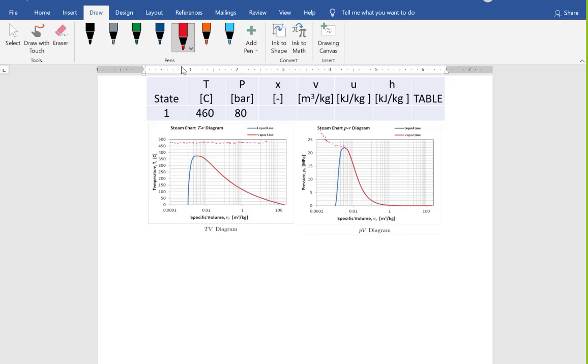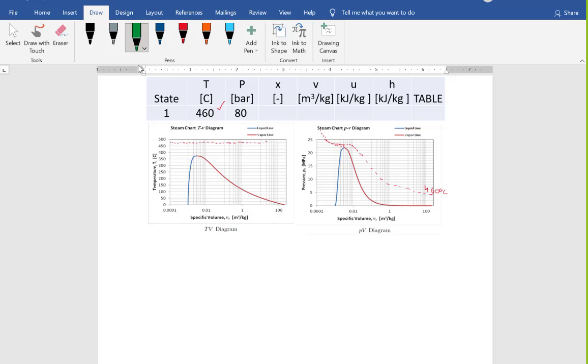Now remember, this is just a sketch, so it actually doesn't go through the vapor dome. Maybe I'll make that a little clearer. Maybe it's up here, and then it comes down over here, something like this. Now it's just a sketch. So this is our 460 degrees Celsius line. It doesn't cut through the vapor dome on either one of these diagrams. So now I've drawn this constant temperature line on both graphs.